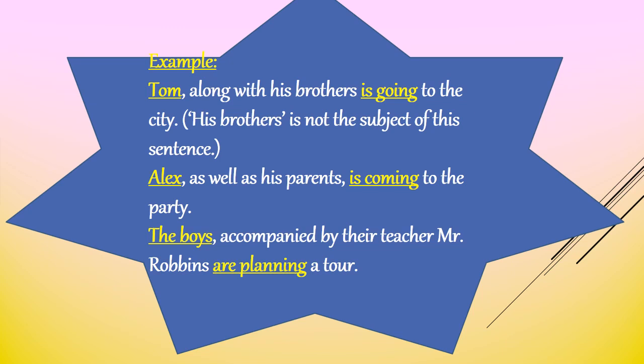In the next sentence, Alex as well as his parents is coming to the party. In the same manner, his parents is not the subject of this sentence. The subject is Alex and it is singular. That's why the singular form of the verb is used. Next is, the boys, accompanied by their teacher, Mr. Robbins, are planning a tour. Here the subject is plural, the boys. So that's why the plural form of the verb is used.